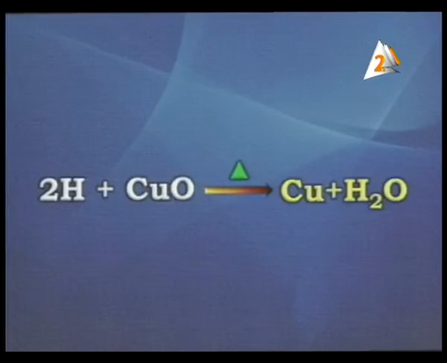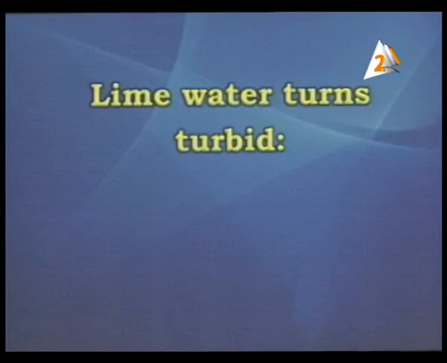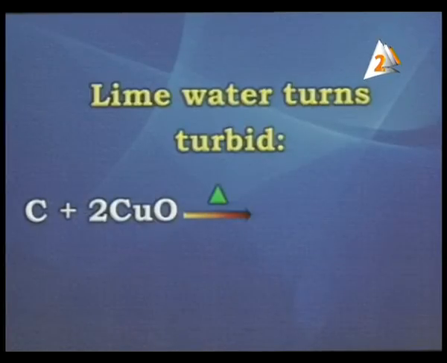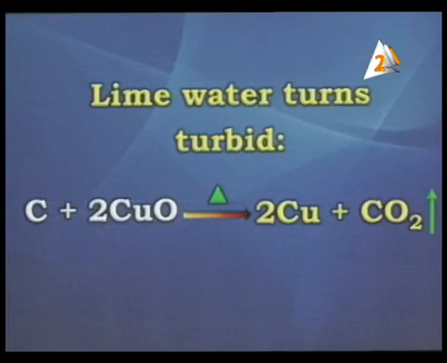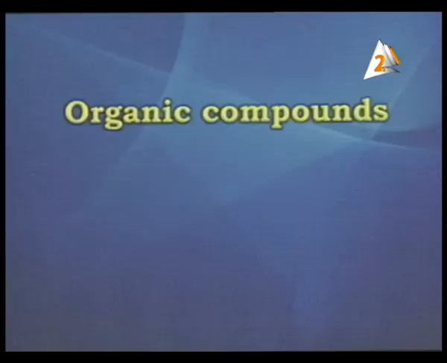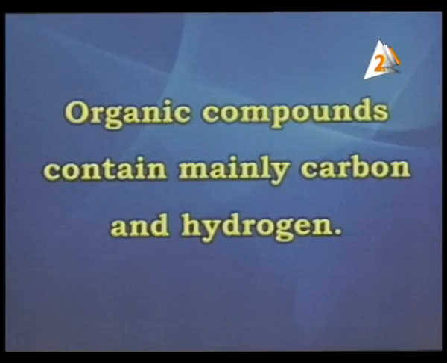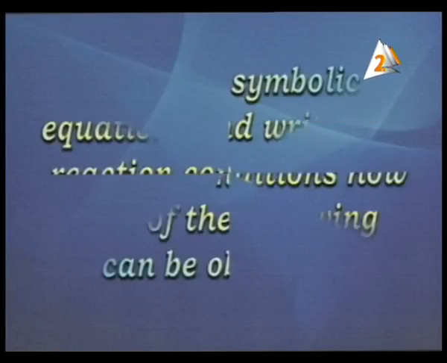As the equation proceeds on the screen, 2H plus CuO gives, by heating, Cu plus H2O. And the lime water turns turbid. As the equation proceeds on the screen, C plus 2CuO gives 2Cu plus CO2. The conclusion here: the organic compound contains mainly carbon and hydrogen.